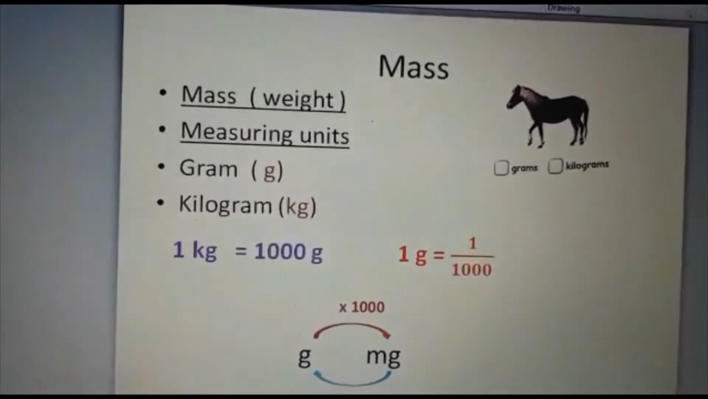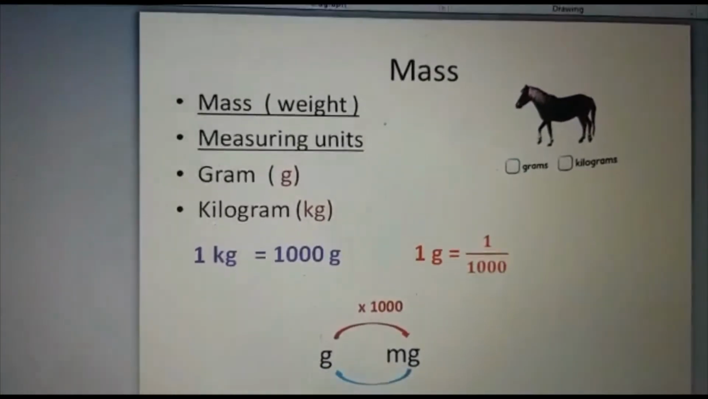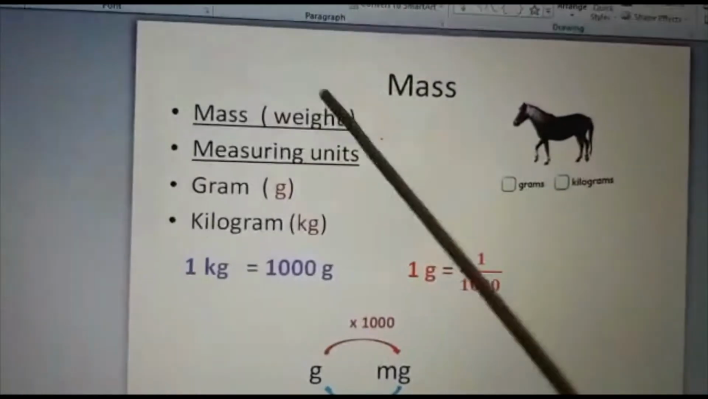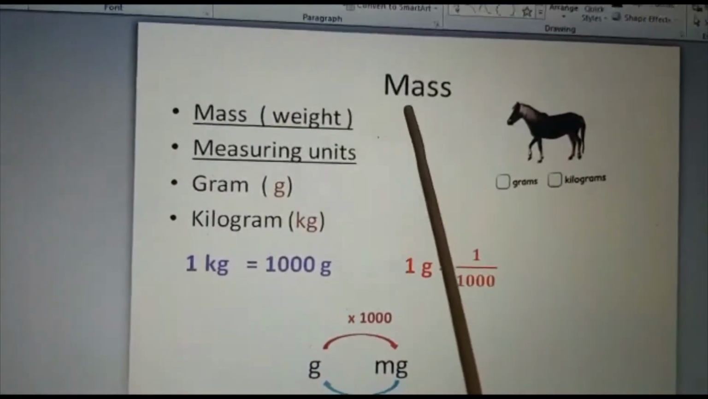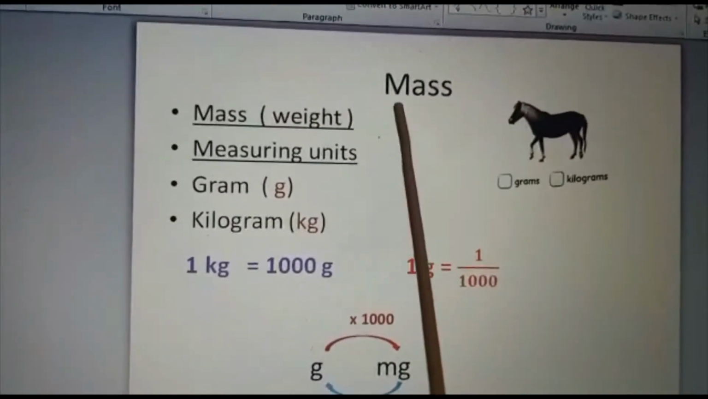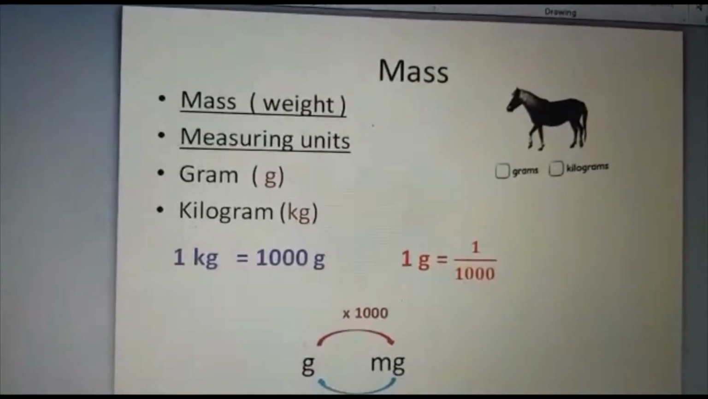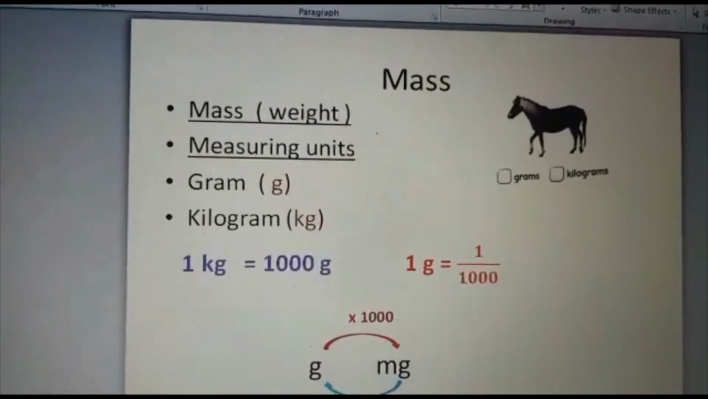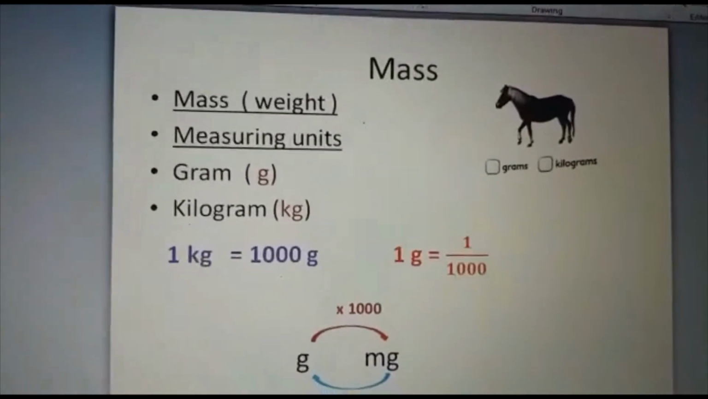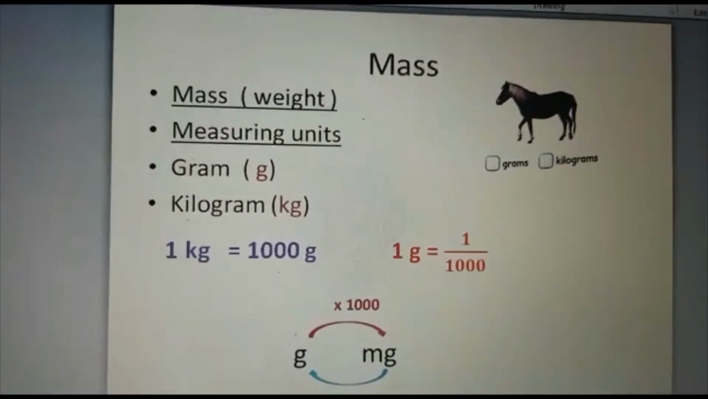So in the last class we already discussed the measuring unit length, okay? Today we are going to start with the next measuring unit, that is mass, okay? Mass means what? It is the weight of an object. The weight of an object is otherwise called mass.